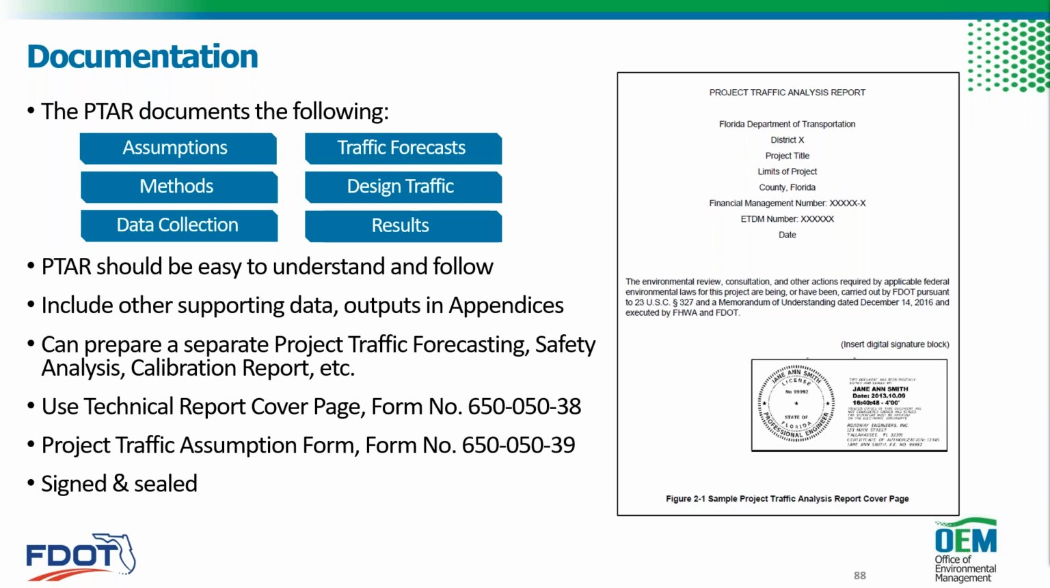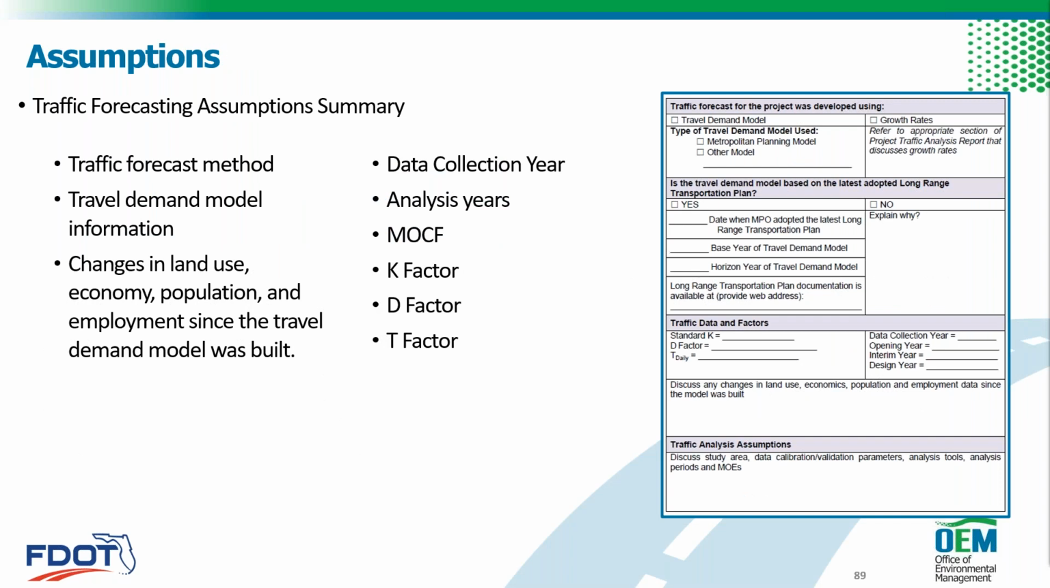You need to use the technical report cover page that's shown here on the slide to the right. And you also need to use the project traffic assumptions form, and I'll show that on the next slide. And the final PTAR needs to be signed and sealed. So here's that project traffic assumptions form. And basically it helps to summarize your forecast method, what model was used, if you used a model, your data collection year, your analysis years, and other key inputs such as the factors that you used.